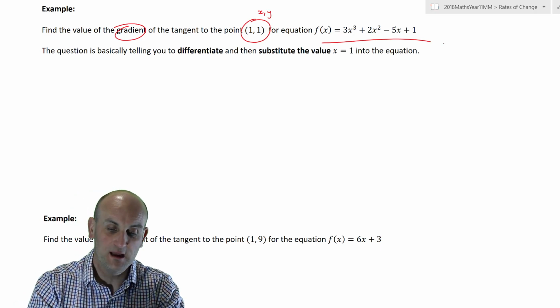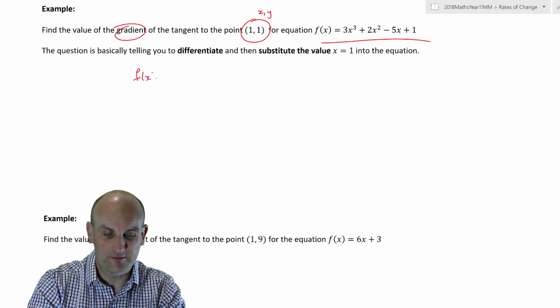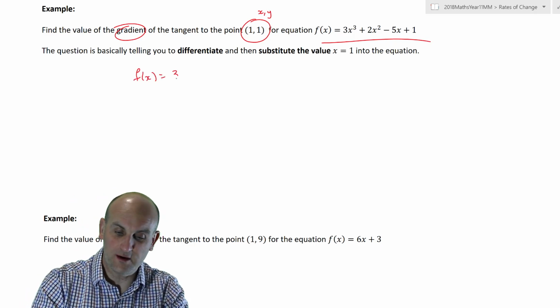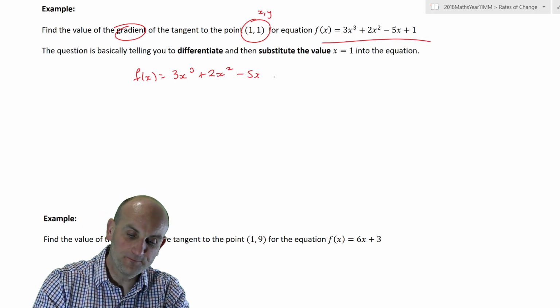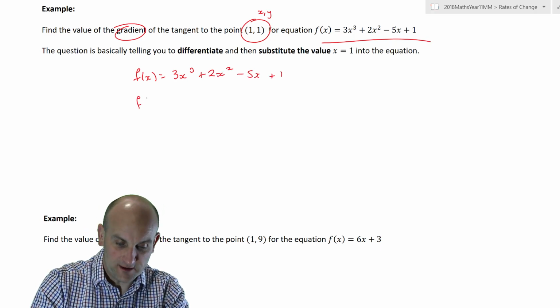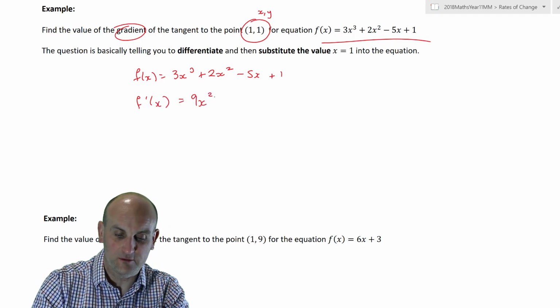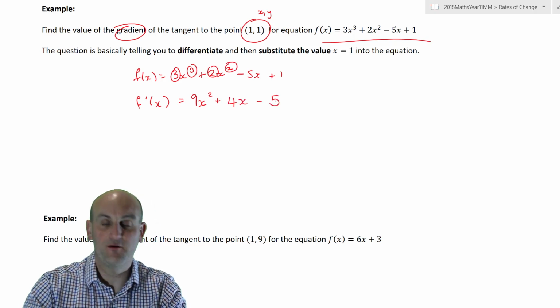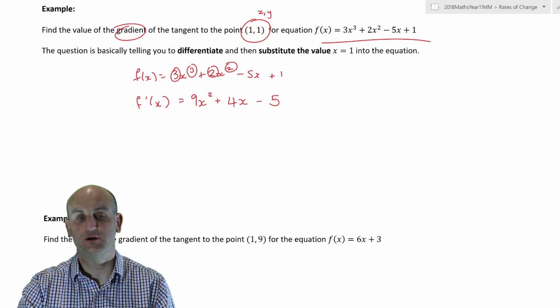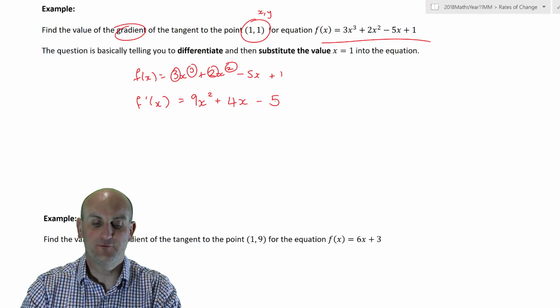Right, first things first. I'm going to have f of x is equal to, and I'm going to just write the question out, 3x cubed plus 2x squared minus 5x plus 1. So I'm going to differentiate it. f dashed of x gives me, right, 9x squared, because I'm doing 3 times 3, plus 2 times 2 is 4x, minus 5. So my differential function is 9x squared plus 4x minus 5.